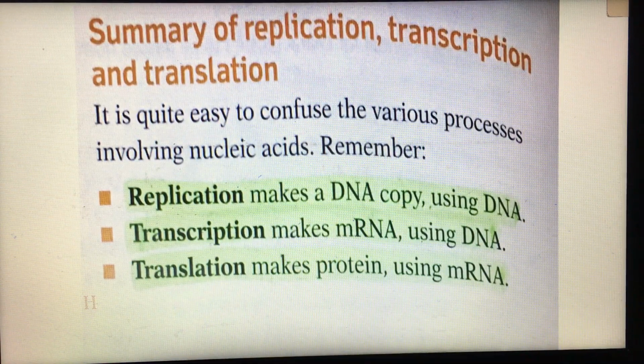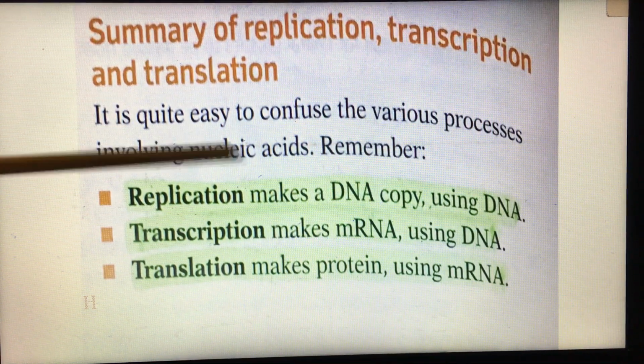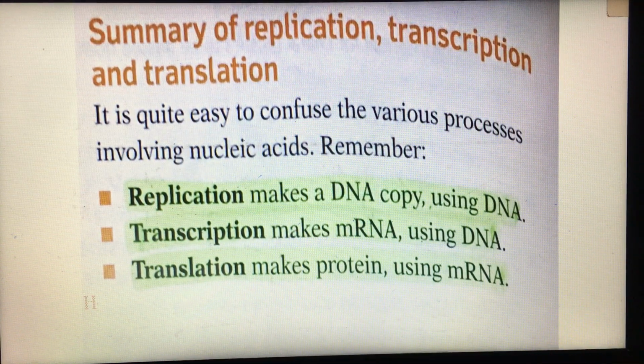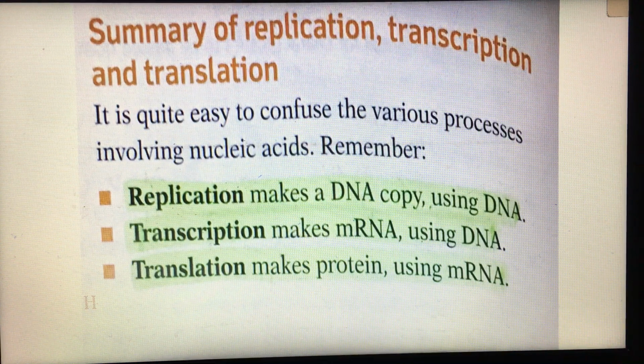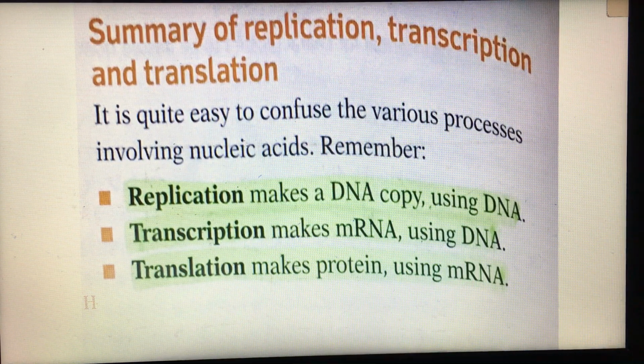Okay, here we have a summary of replication, transcription, and translation. Replication makes a DNA copy using DNA. So when we copy the DNA, we call it replication. Transcription is making mRNA by using the DNA code. So half went from DNA and half from mRNA. That's called transcription. Translation is making protein by using mRNA. So here, mRNA with the help of tRNA will produce proteins inside the ribosomes. This process is called translation.